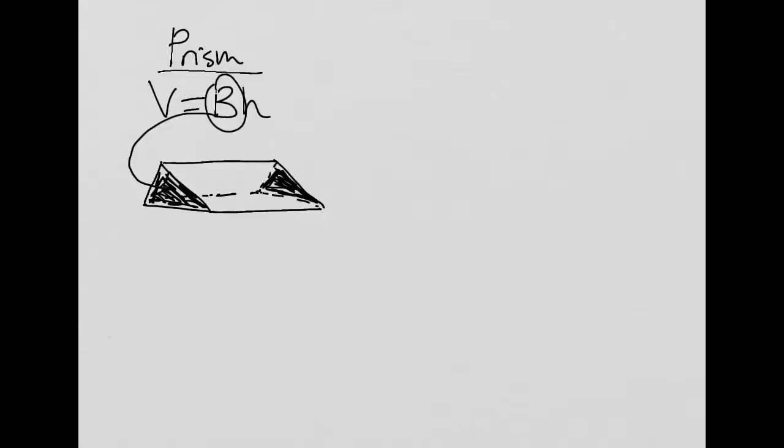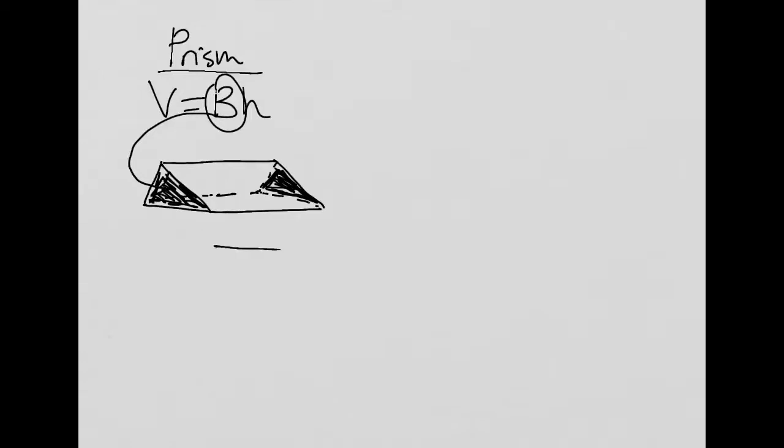So the big B, once again, is the area of the shaded region in this picture. It's not the area of the bottom, because if you look at the bottom, it's actually a rectangle, and there's not a rectangle across from that one that's the exact same shape and same size.